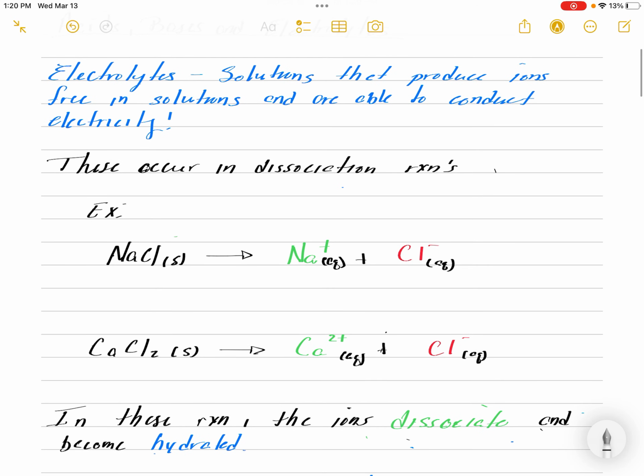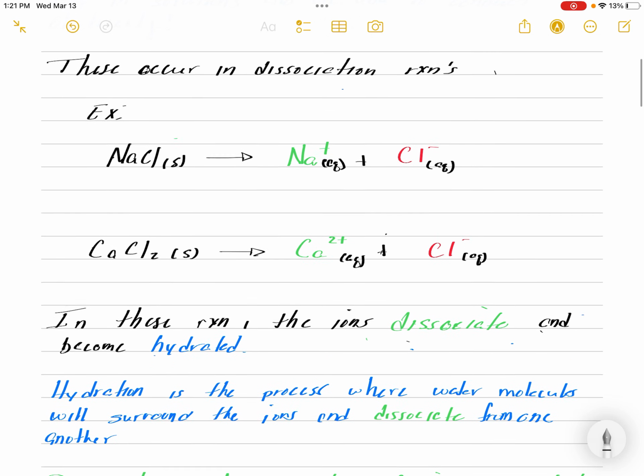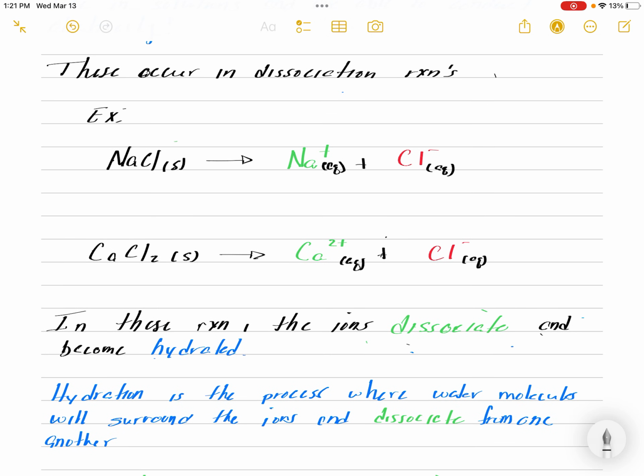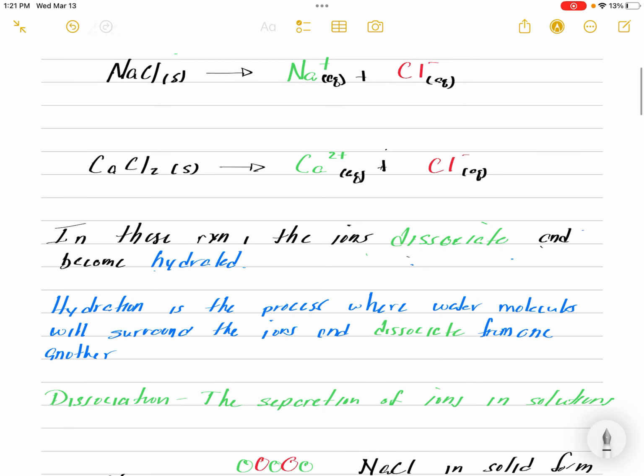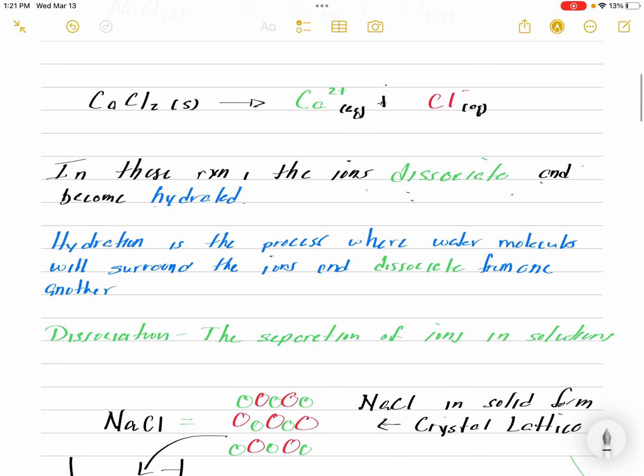Now, in the reaction, they're being dissociated because they're becoming hydrated. Now, what does hydrated mean? Hydration is the process where water molecules will surround the ions and dissociate them from one another. So basically, this is what happens when something dissolves. Okay, so let's take a look. All right. So we've already said that dissociation is the separation of ions in solution. Let's take a look at what a structure looks like.